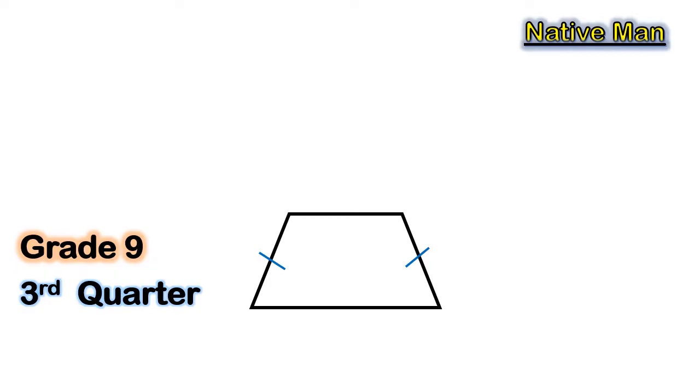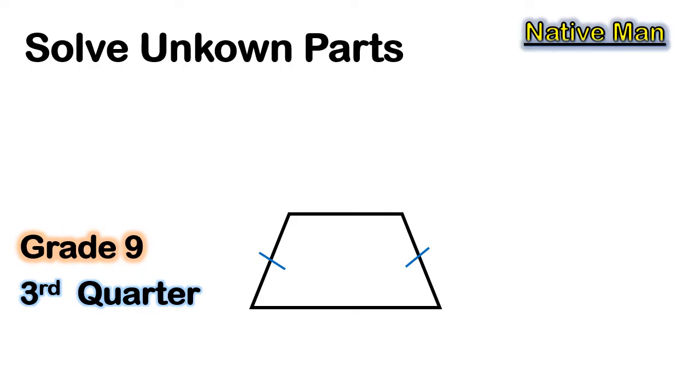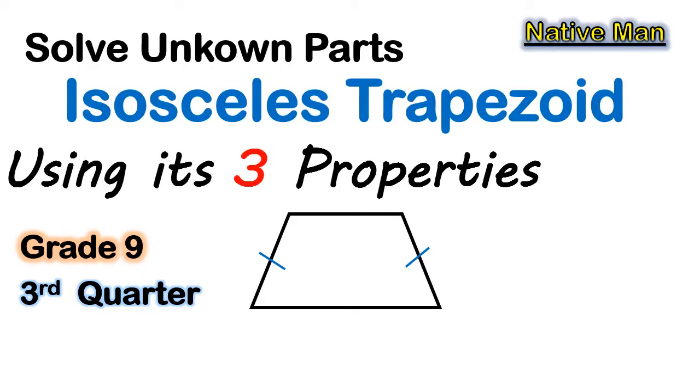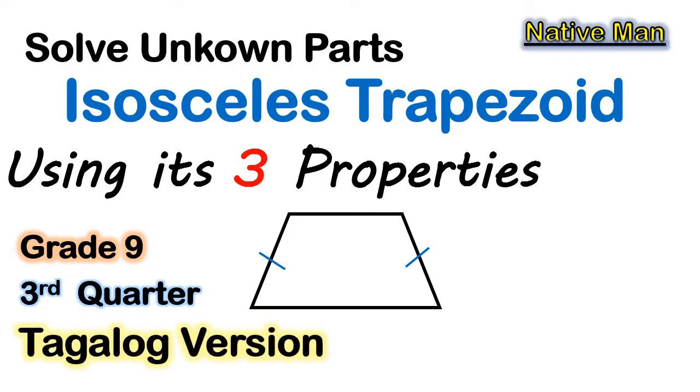Ngayon po ay tuturuan ko po kayo to solve the unknown parts of an isosceles trapezoid using its properties. Ginawa ko po itong Tagalog version upang maintindihan po ninyo ang aking pagpapaliwanag.